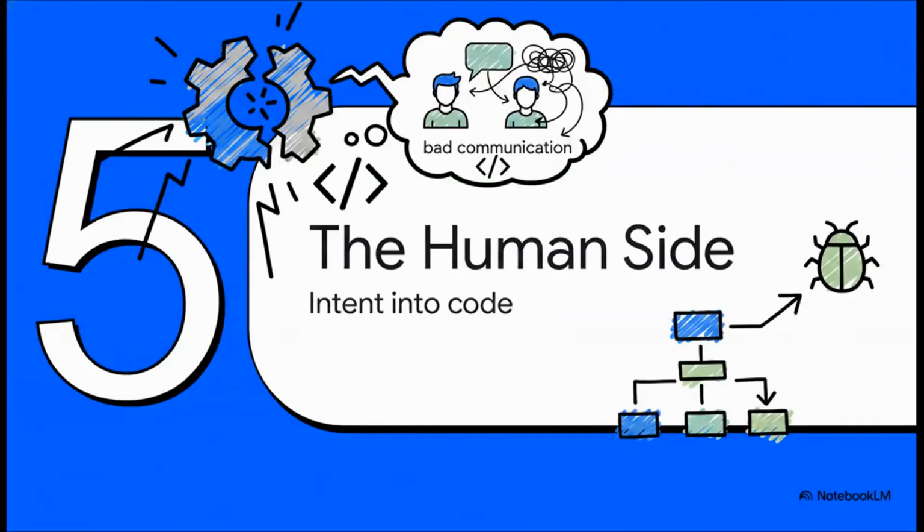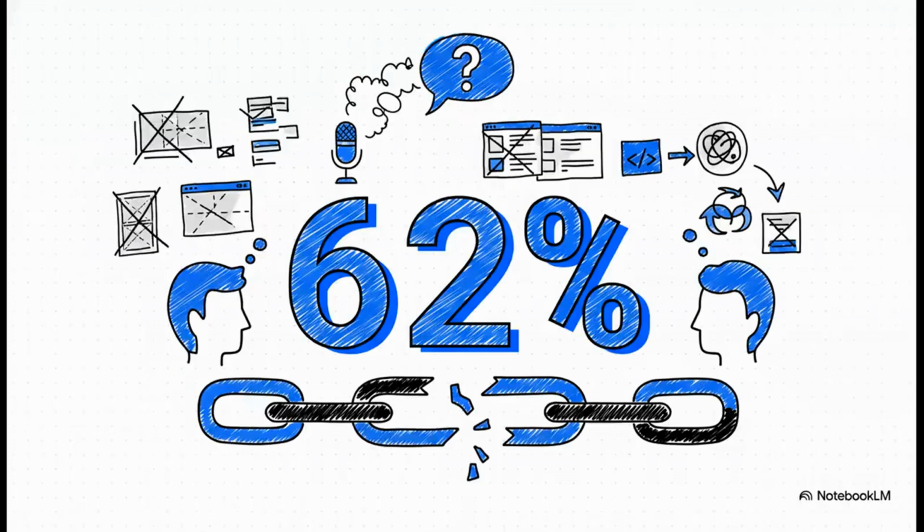Okay, Section 5, the human side of handoffs, or translating intent into code. Keep in mind, technical debt isn't just about outdated JavaScript frameworks. It's almost always the direct result of bad communication between human beings. This one hurts. A staggering 62% of developers spend way too much time redoing designs simply because of communication breakdowns. That means more than half of us are doing the exact same work twice. Not because the code was technically wrong, but because we totally misunderstood the original intent.